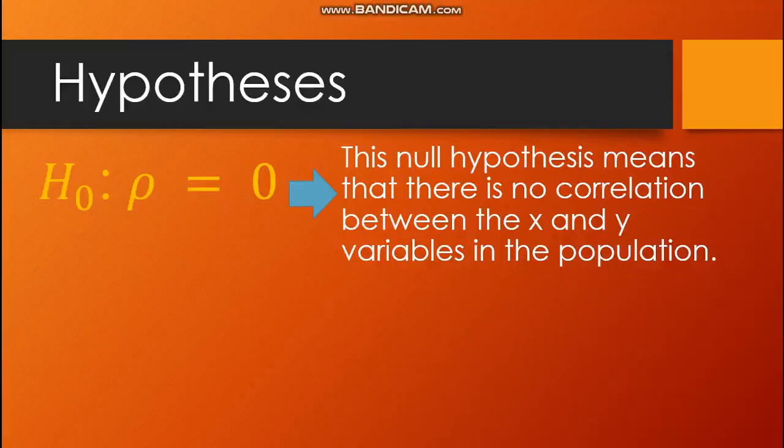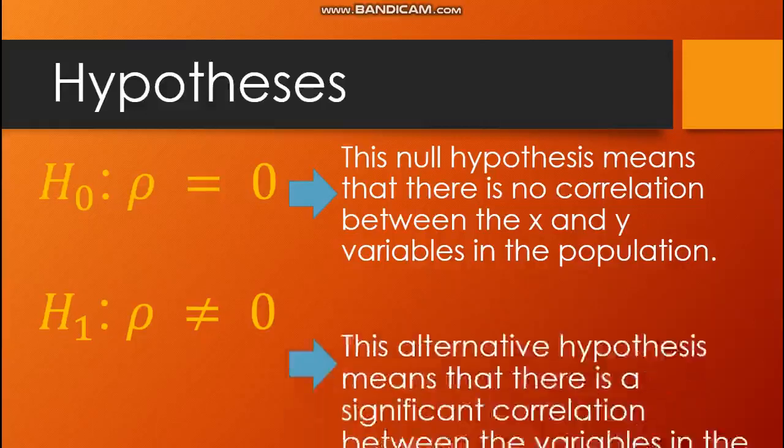So before, ang ginagamit natin is for a population mean, we use mu equal to 0 for our null hypothesis, which means that there is no difference between the population mean and the sample mean. Dito, no correlation or no relationship. Before, ginagamit natin no difference. Okay? And for our alternative hypothesis, we have rho not equal to 0.